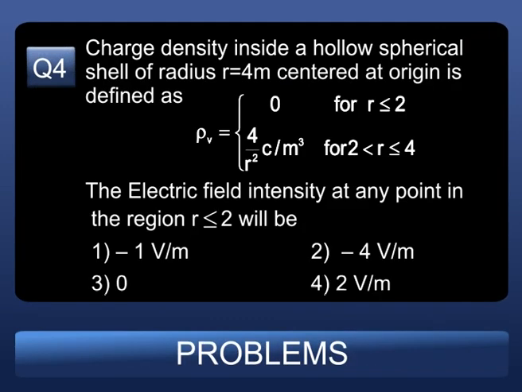Problem 4. Charge inside a hollow spherical shell of radius r equals 4 meters centered at the origin is defined as rho v equals 0 for r less than or equal to 2, and equals 4 by r square coulomb per meter cube for 2 less than r less than or equal to 4. The electric field intensity at any point in the region r less than or equal to 2 is.